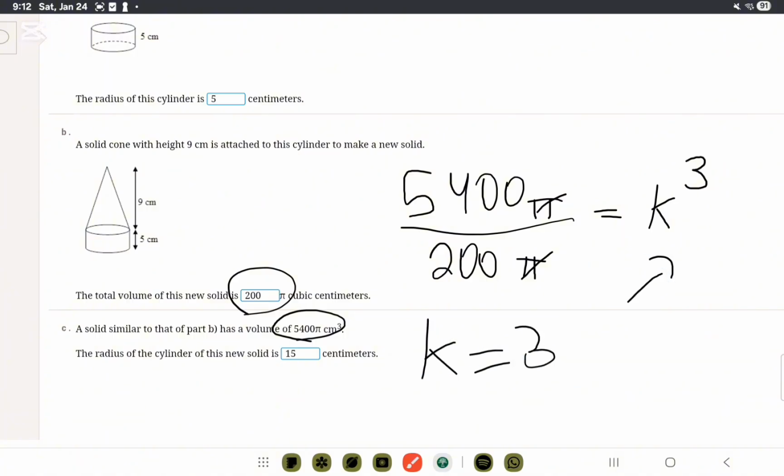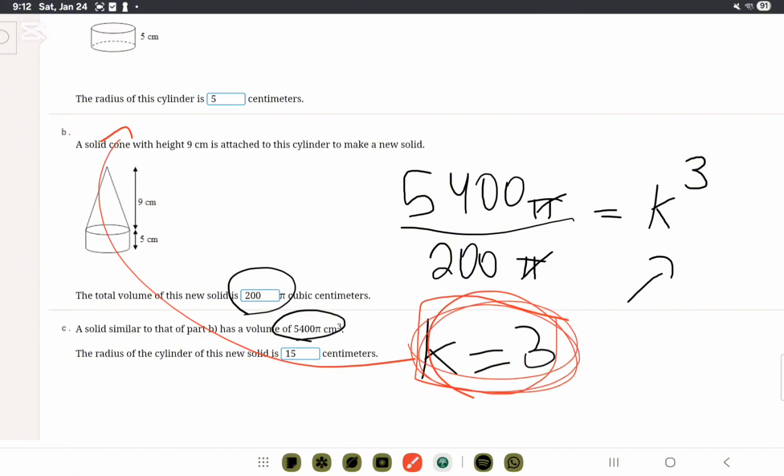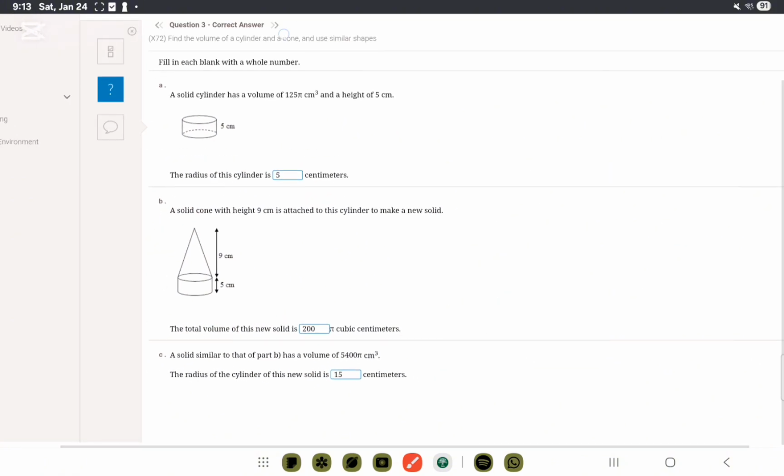Now, what is k exactly? K is something called a scale factor. So you're multiplying your old radius by the scale factor, times 3. So you just do 5 times 3. That's it.